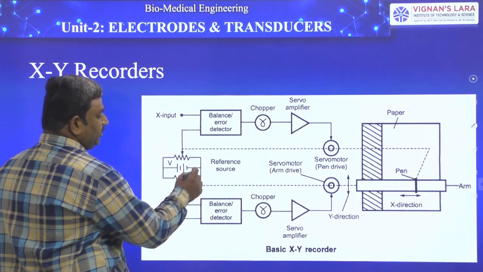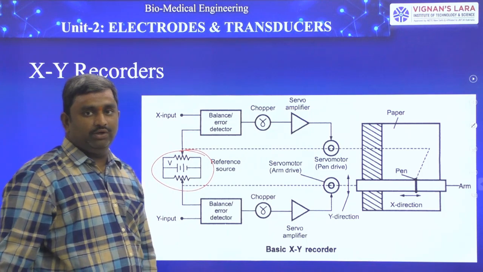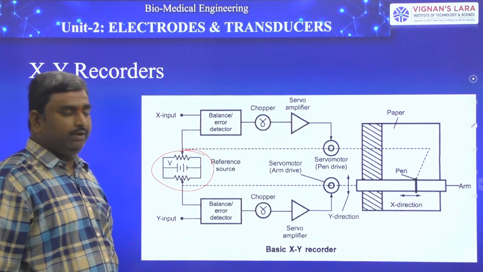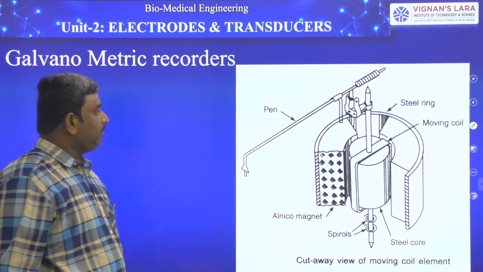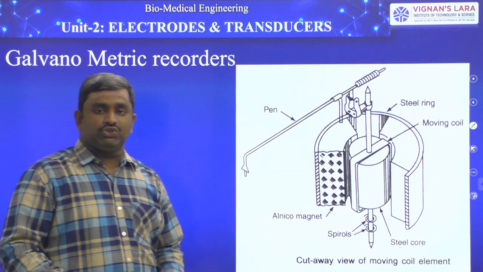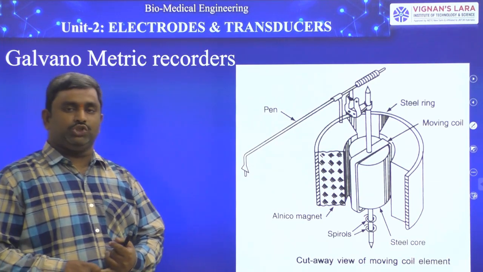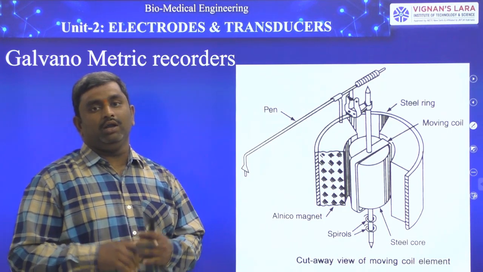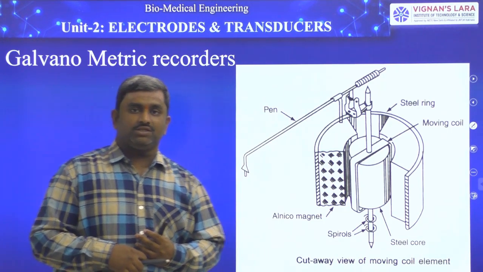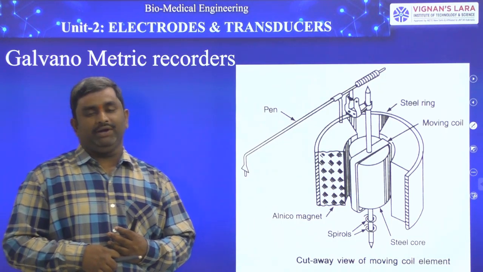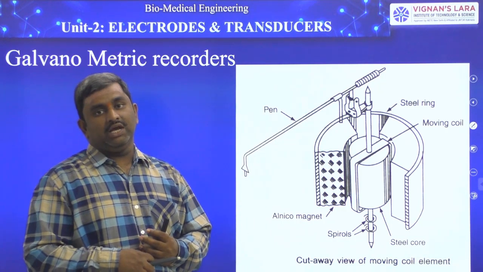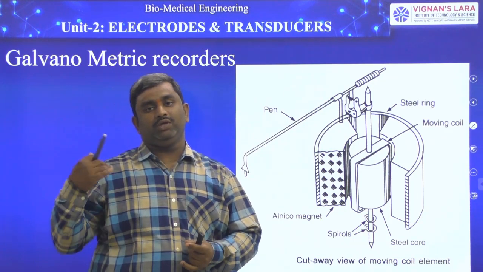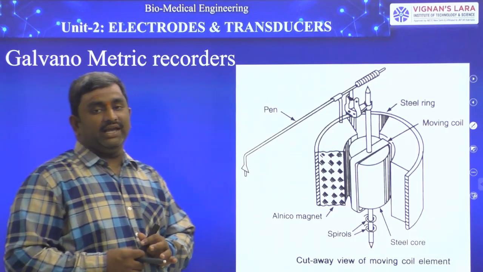So we are giving some reference voltages, based on the concept oriented logic. Next, in the starting days, they used XY recorders and strip chart recorders, but their efficiency is not that high. So in the following days, they implemented galvanometric recorders and UV recorders, which are faster compared to strip chart recorders and XY recorders.